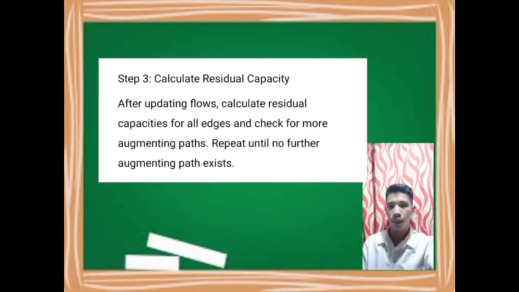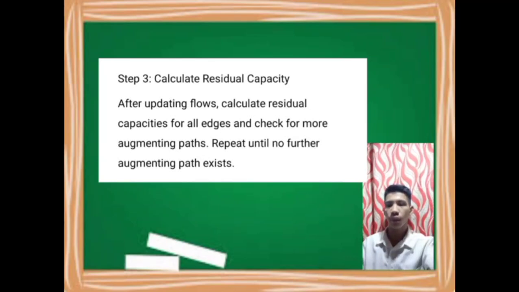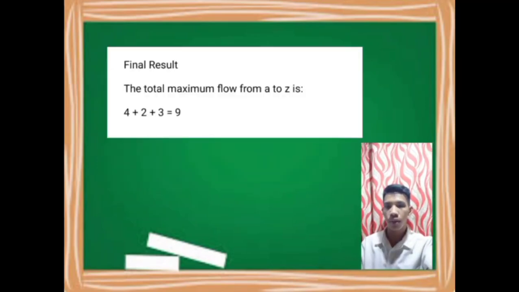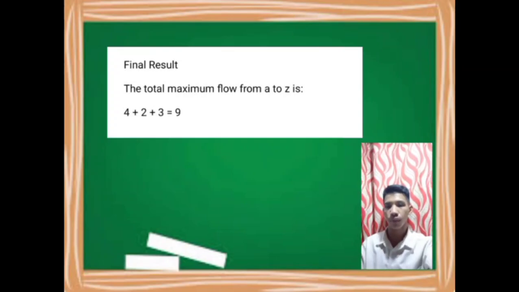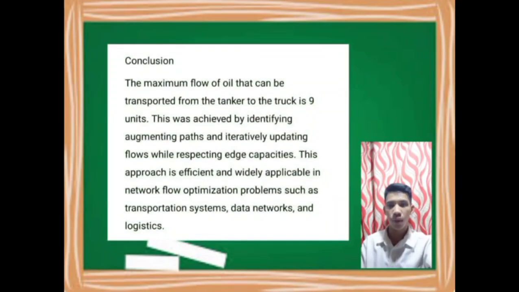Step 3, calculate residual capacity. After updating flows, calculate residual capacities for all edges and check for more augmenting paths. Repeat until no further augmenting path exists. The final result is that the total maximum flow from A to Z is 4 plus 2 plus 3, which equals 9. In conclusion, the maximum flow of oil that can be transported from the tanker to the truck is 9 units.